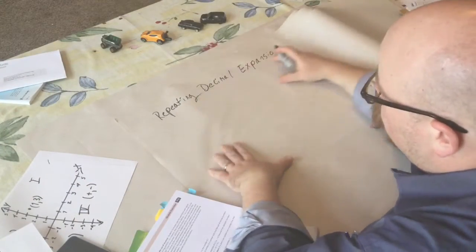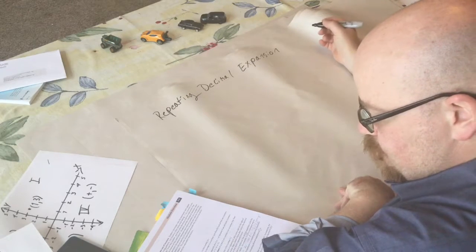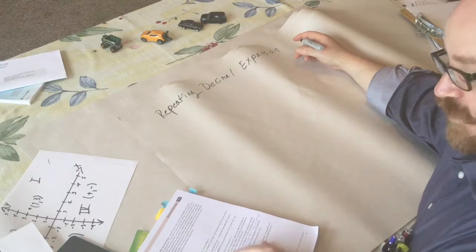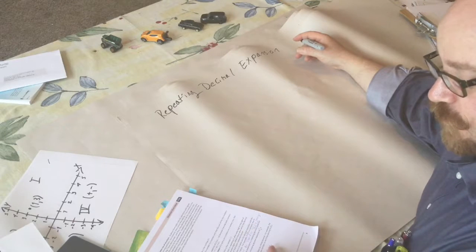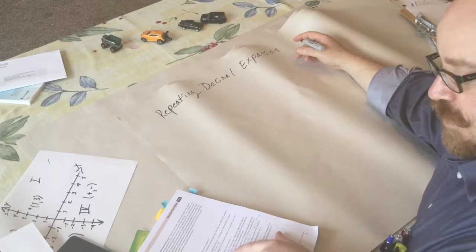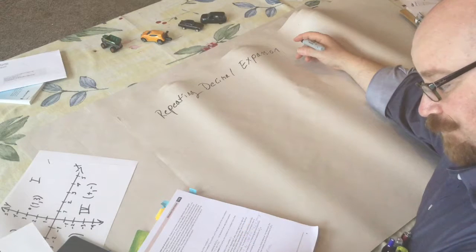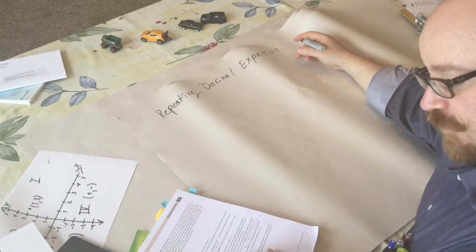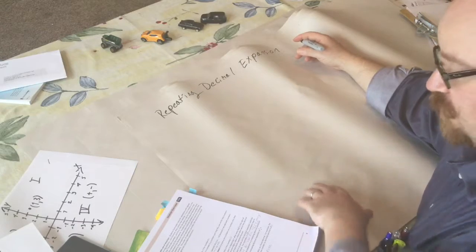Okay, so repeating decimal expansions. From the book, a decimal expansion is repeating if, after some digit to the right of the decimal point, there is a finite string of consecutive digits called a block, after which the decimal expansion consists entirely of consecutive copies of that block repeated forever.